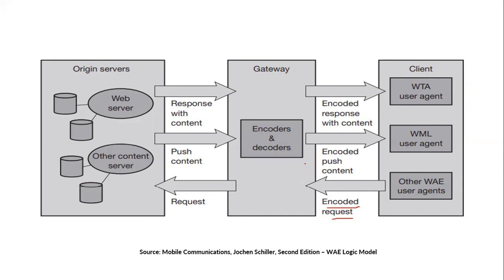This encoded request will be received by the gateway, and the gateway will decode it, because only if it is decoded will it be understood by the origin servers, and then it will send it to the appropriate origin server. Then the origin server will respond to the request. The gateway will get the response, and again the gateway will encode it, and then send it to the appropriate client. The gateway encodes the pushed content. So the web server will respond with the content.